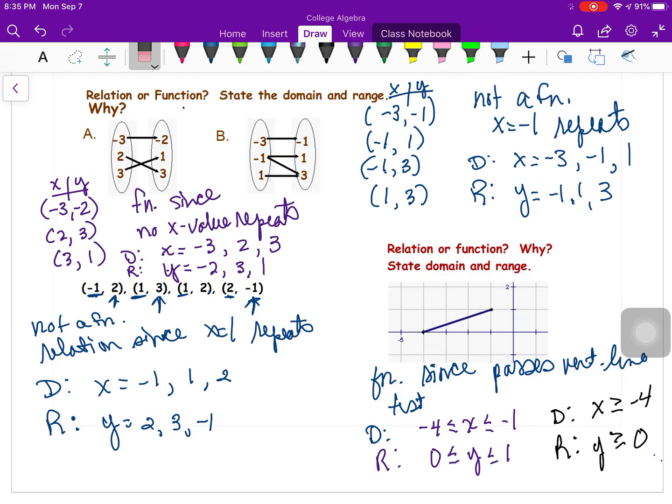Well, what if I still change my mind? This is actually what I wanted. It's still a function because it still passes the vertical line test, but in this case, the domain is x is all reals, and the range is y is all reals.